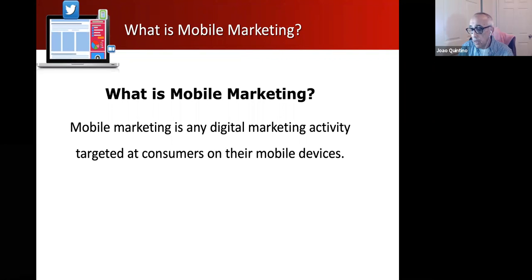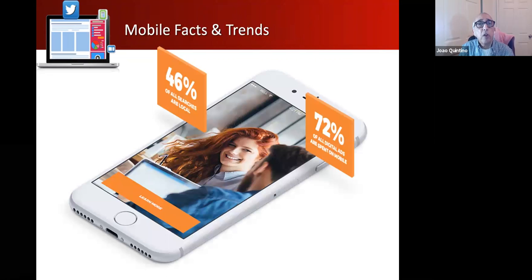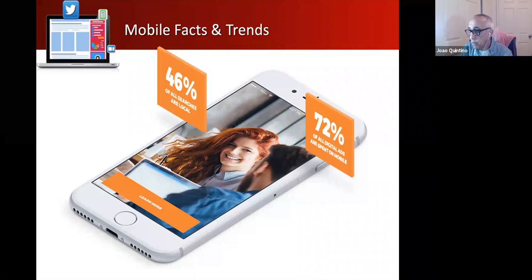We know today that 46% of all search are local. So what I mean by local, so if you are looking for a gas station near you, you go into mobile and try to find gas station near me. So most of mobile marketing, it's done locally. If you are in a radius of like 10 miles from a business, you might be getting some notifications, some advertising from that business. So mobile marketing, mostly done for local marketing.